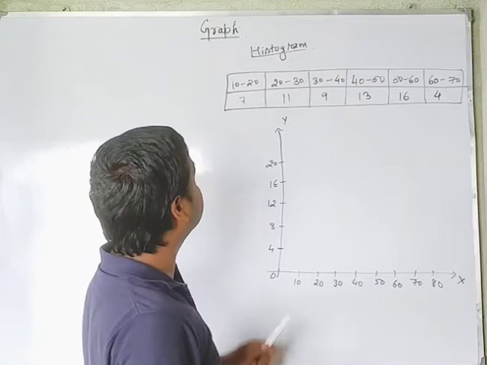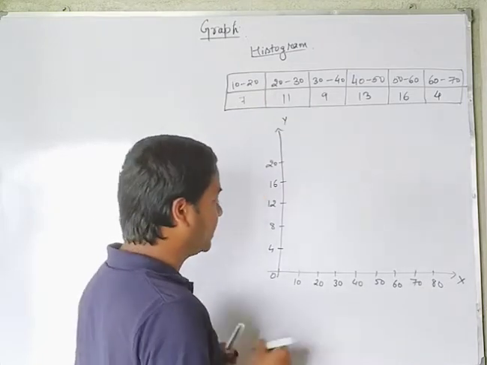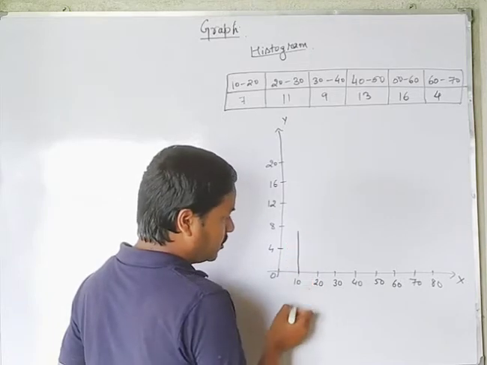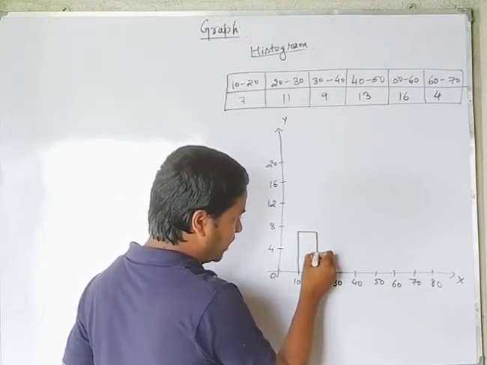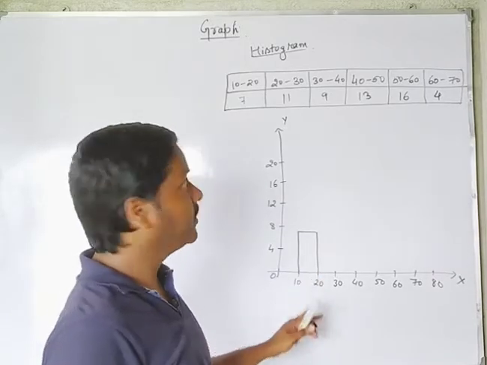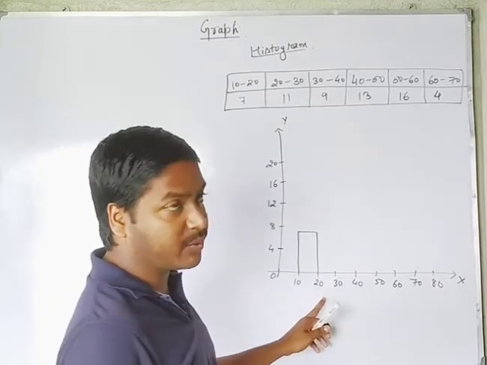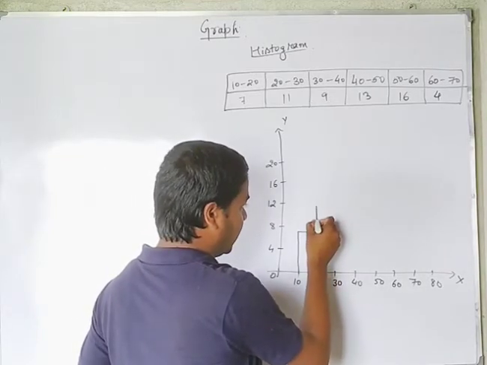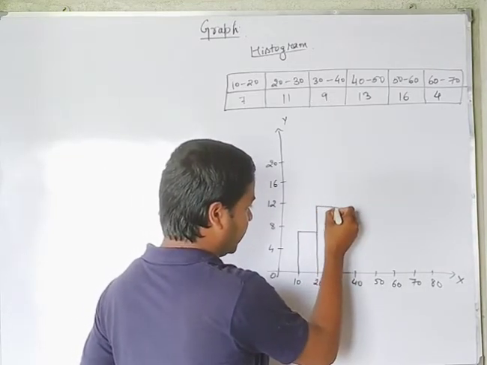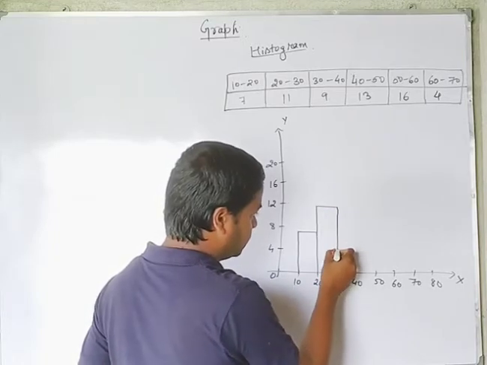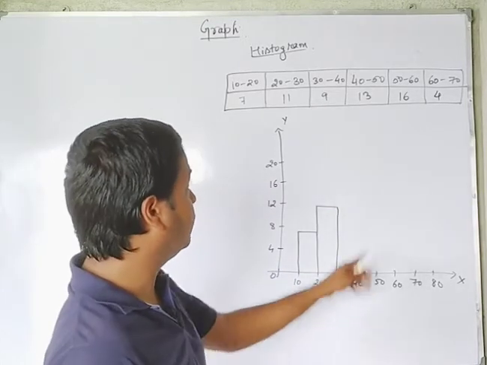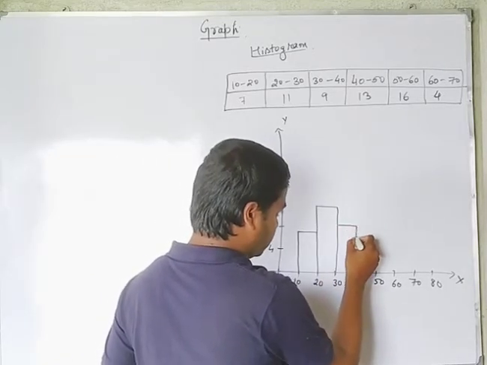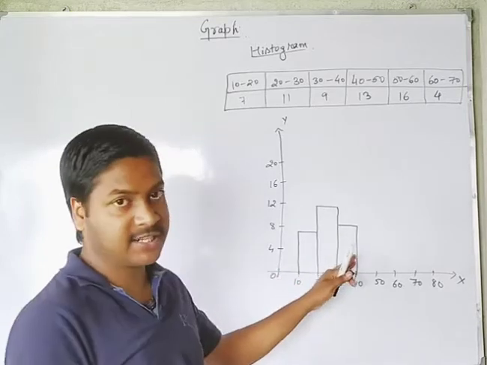Now, from 10 to 20 we have to go till 7. Start from 10, go till 7, and it will end at 20. Next, 20 to 30: start from 20 and go till 11. This line will join here and go till 30. Now 30 to 40, what is there? 9. Till 9 we have to go. See, all are connected to each other.